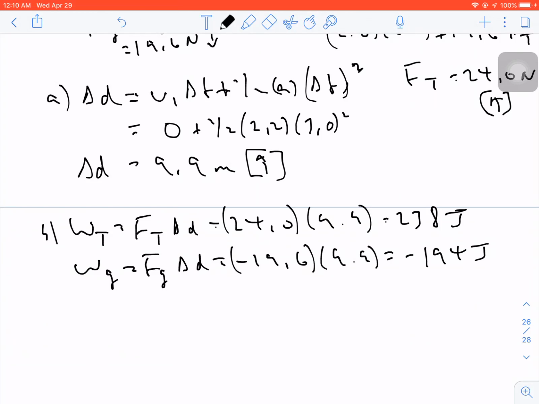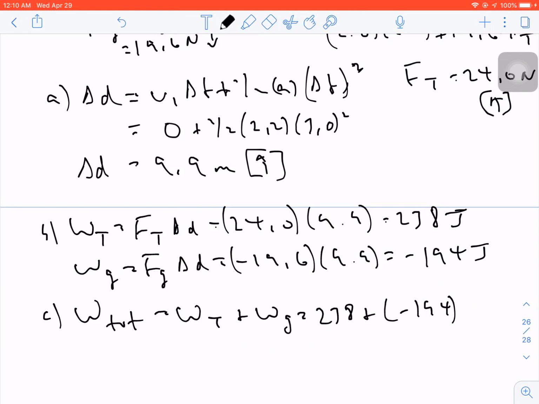What is the work done by each force acting on the bucket? C says, what is the total work acting on the bucket? Well, it's going to be the work of the string plus the work of the planet. Work of the string is 238 plus the work of the planet, which is minus 194, and my total work done is equal to 44 joules. There's my total work done.